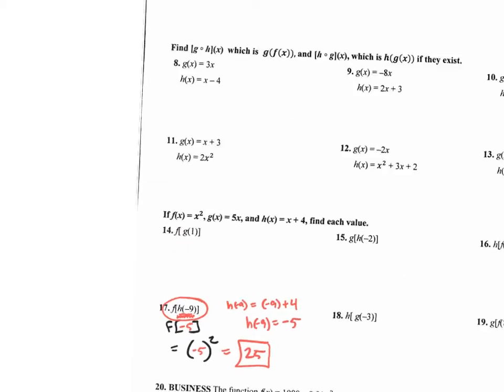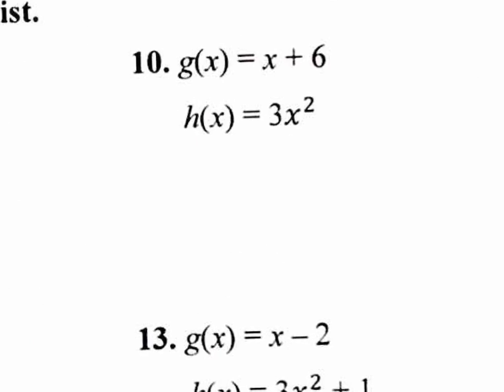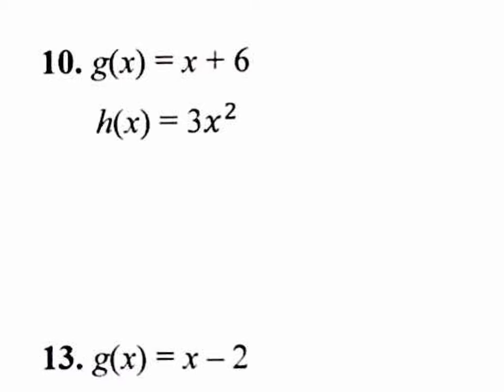Let's jump to 10. Voila. So on this section, they want us to do h of g of x and also the other way around, g of h of x. Bless you. So they want us to plug the g of x into the h of x. So you're going to say h of g of x. And they also want us to go the other way around, plug your h of x into your g of x, g of h of x.